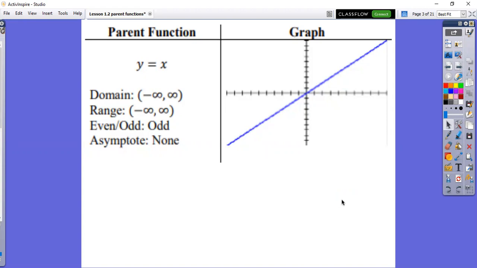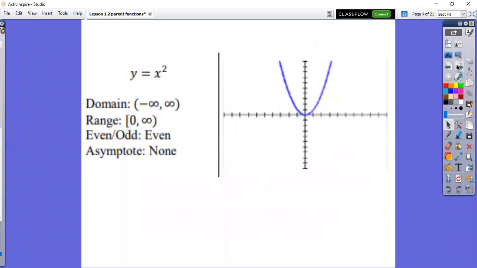So this is the basic linear graph, y equals x. Again, if you need any of these, pause the video. I'm just going to start rolling through them, and I'll leave them on the screen for a couple seconds before I move to the next one.